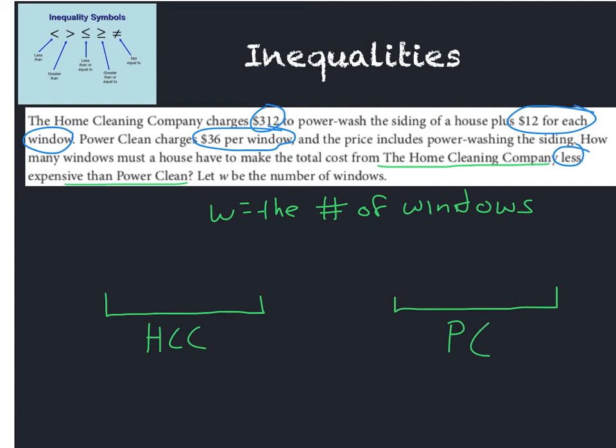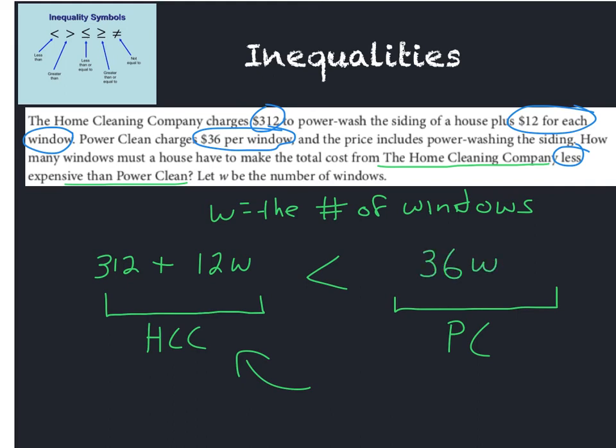And then it says less expensive. They want the home cleaning company to be less expensive than power cleaning. So that would be just the less than symbol. Not less than or equal to, just less than. So what goes on this side? Well, HCC, the home cleaning company, charges a constant $312 to power wash the siding, plus $12 for each window. Each is a rate word, so that would mean 12W. And that's your expression for the home cleaning company. Whereas power cleaning, they don't have a separate cost for the siding. It's included, and they just charge $36 per window.